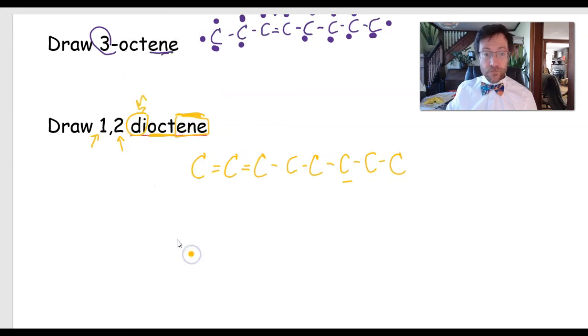So let's review really quick. 1, 2, that's your bond position. So it looks like there's going to be 2 double bonds. Di, yep, prefix di. That means there are going to be 2 double bonds. Oct, ene. Oct tells us the number of carbons. Ene tells us what kind of bonds we're looking at. So 2 bonds, 3, 4.